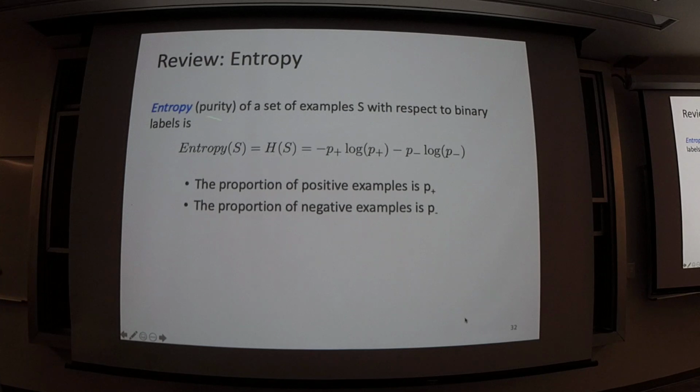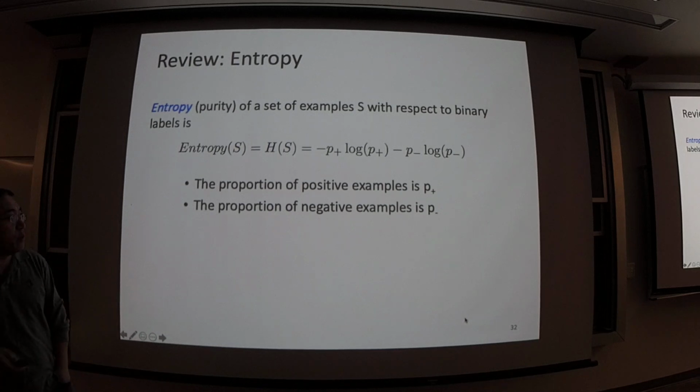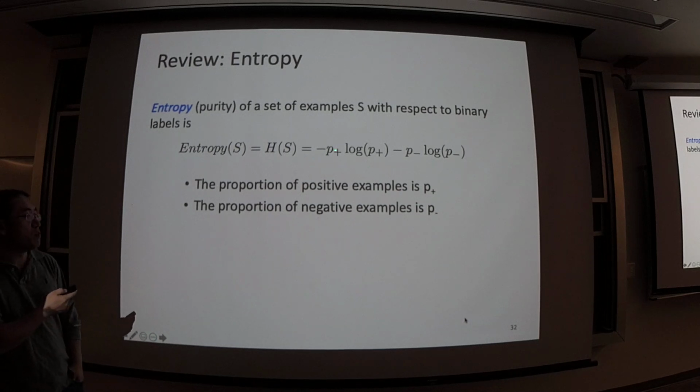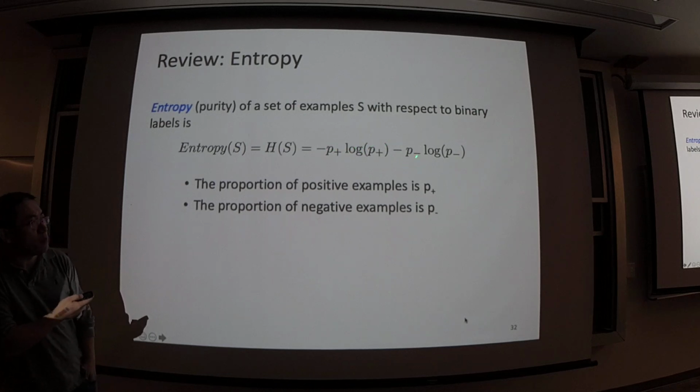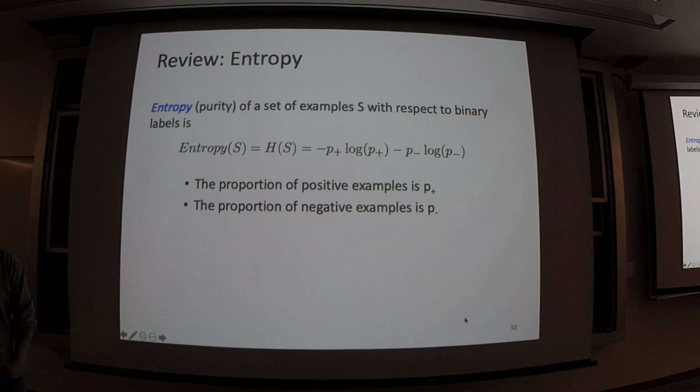But what's the definition of entropy? The entropy is defined as follows. If you have only a binary label for examples, it is defined as minus p plus logarithm p plus, subtracted by p minus logarithm p minus. Here p plus is the proportion of positive examples, and p minus is the proportion of negative examples.